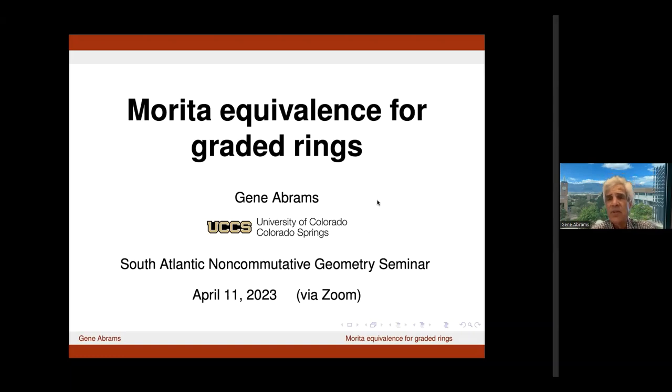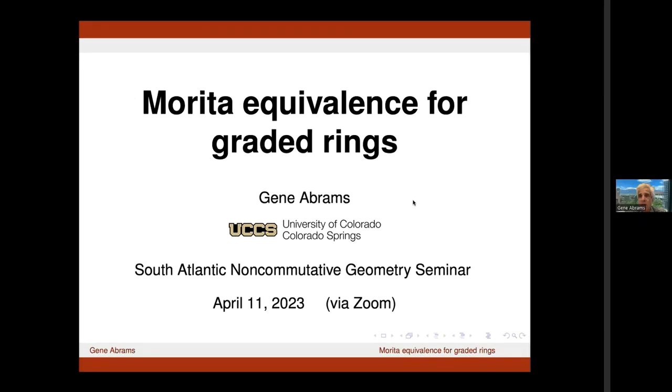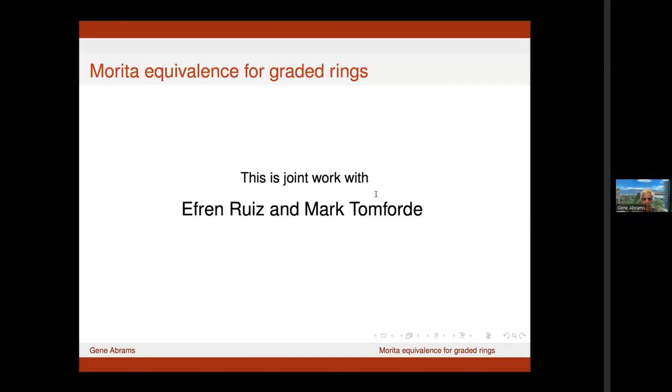I know that this particular seminar isn't necessarily focused on algebra per se. Maybe it's more some analysis or non-commutative geometry, but what I'd like to do is give a relatively basic algebra talk for 20, 25 minutes or so. I'll give you some background and some history of the question that we were considering, and then try to give some connections between what we're doing and maybe some of the topics that some of you are a little bit more familiar with. So first, this is joint work with Efren Ruiz and my colleague at UCCS, Mark Tomforde.